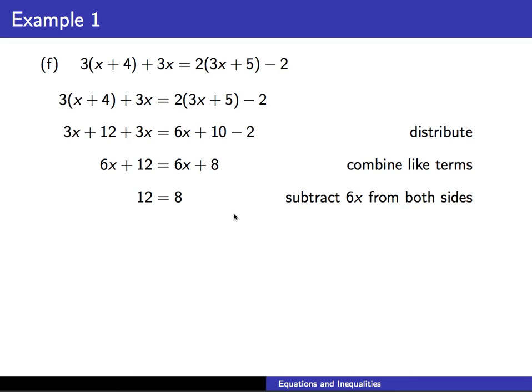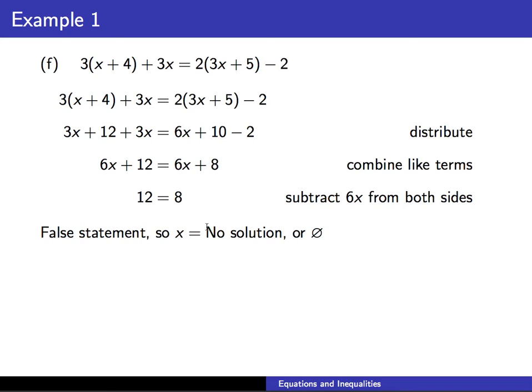Now, this is not true at all, so it's a false statement, which means when you arrive at a false statement after your variables cancel each other out, your answer is going to be no solution. So there's no number that you could plug in for x and have the left side come out to equal the right side, no matter what. So no value of x is going to make the left and right sides equal, which means there's no solution.